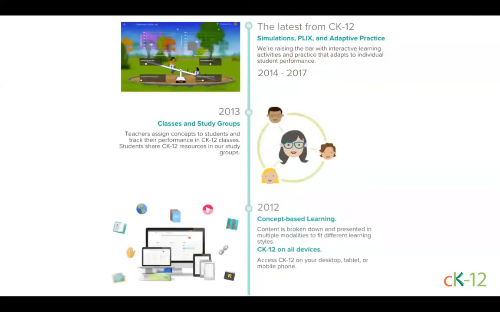In 2012, we continued to break our content down into these individual concepts and present them in multiple modalities to fit different learning styles, allowing all students to learn their way and on any device. It was also the year when we were available on desktops, tablets, and mobile phones. To encourage discussion and collaboration, classes and study groups were created in 2013. This allows students to share CK12 resources and for teachers to create class assignments. The latest, greatest initiatives from CK12 continue to develop personalized learning experiences through our simulations and PLIX interactives, as well as our intelligent adaptive practice system that currently offers over 150,000 math, science, and spelling practice questions.